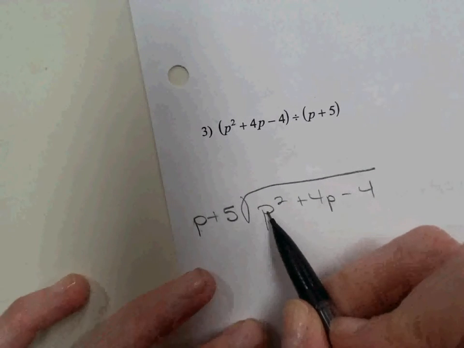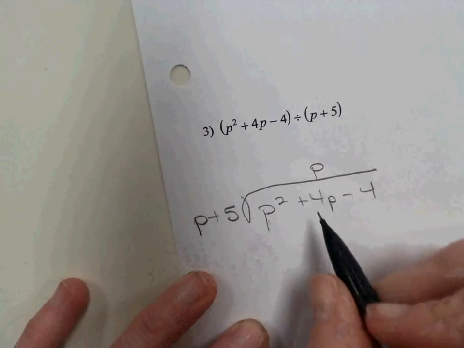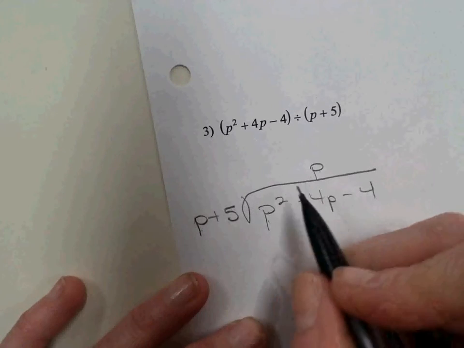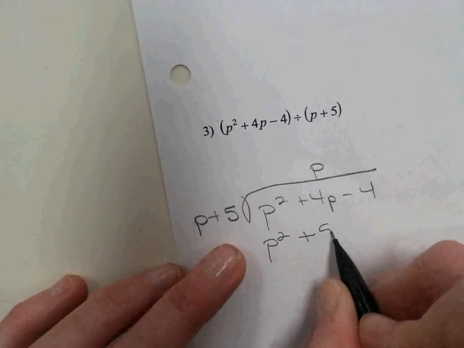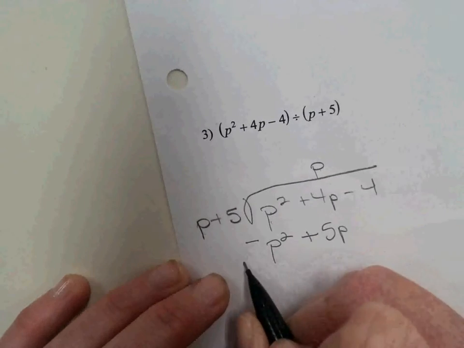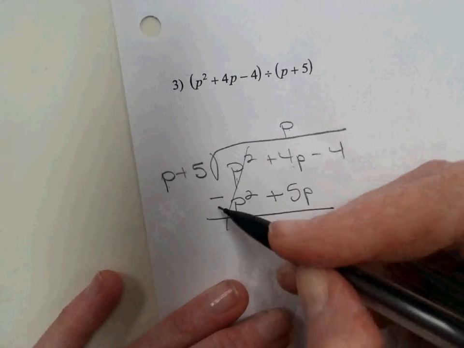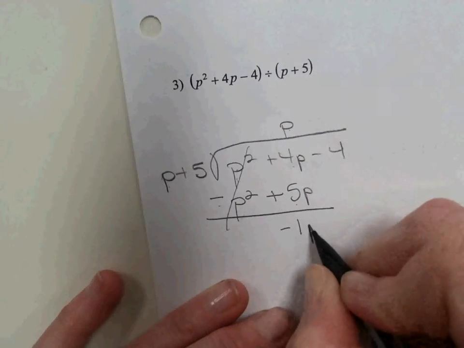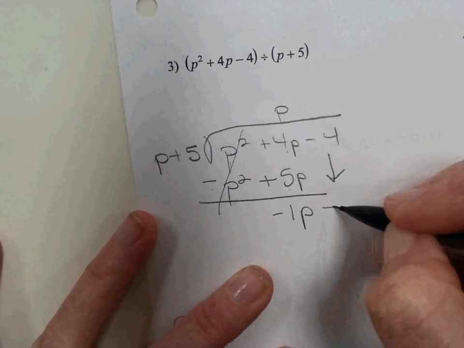So p times what is p squared? P. And we multiply. P times p is p squared, plus 5 times p is 5p. Subtract. 4p minus 5p is negative 1p. Bring down the minus 4.